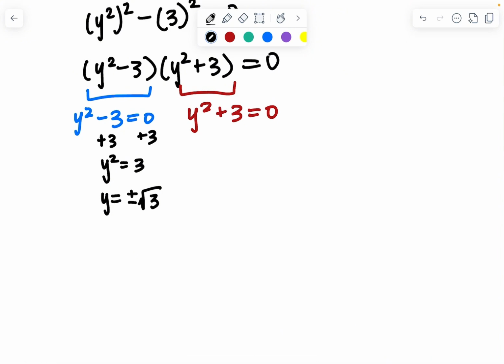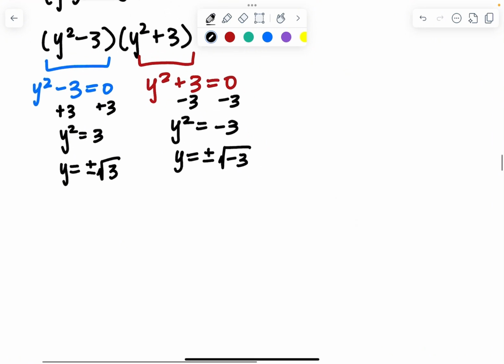In the case of the red equation, we need to subtract 3 from both sides. And then using our square root property. And then we do need to simplify this radical. There's a negative under the radical, and so that means this is imaginary. And so we just take an i outside of the radical and leave the 3 under the radical.